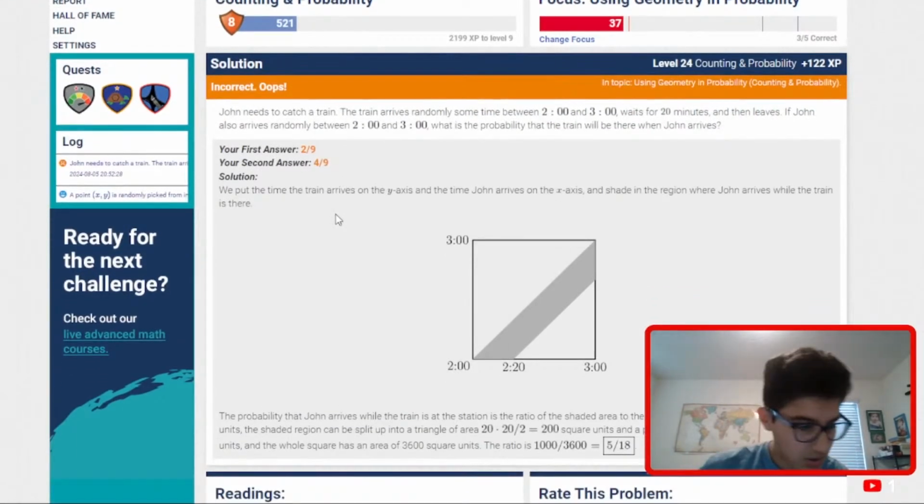Okay, this is what I wanted to see because I knew it was some shape like this. We put the time the train arrives on the y-axis and the time John arrives on the x-axis. The probability that John arrives while the train is at the station is the ratio of the shaded area to the whole square. So it's 5 out of 18. What did I say? I got 4 out of 18. Maybe I was supposed to subtract that then.